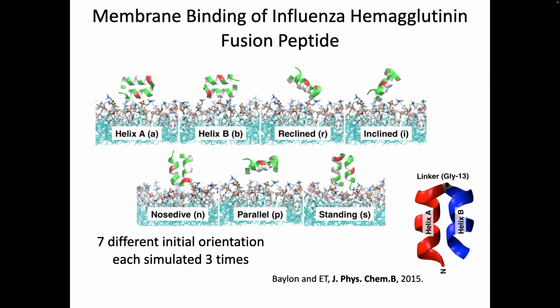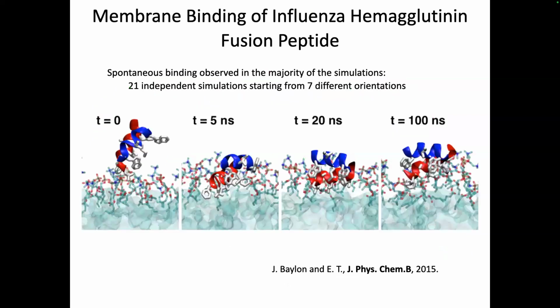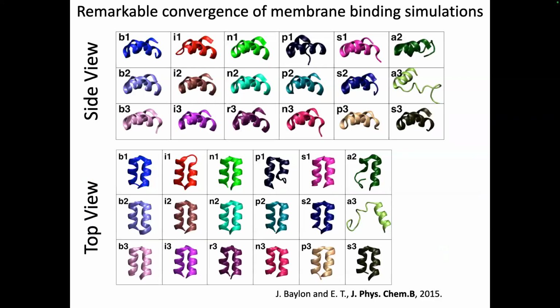So here we are placing the peptide initially in 7 different initial orientations, upside down, this way, that way, and so on and so forth. Instead of waiting for them to explore those things, we can help it by initially randomizing the configurations. And then very nicely, we captured the binding to the membrane using this model in less than 100 nanoseconds in each case. And if you compare the results of all of these simulations, initially started with different orientations, you can see they all converge.